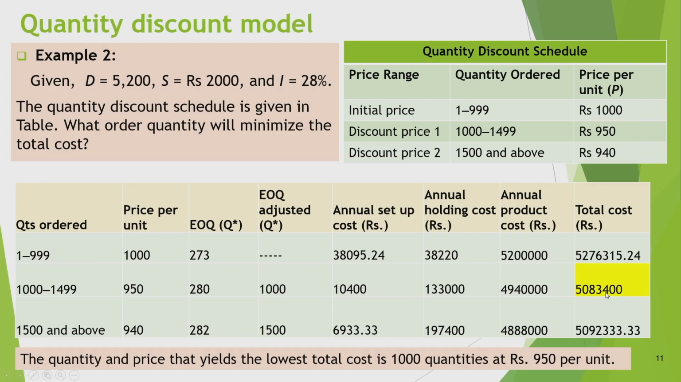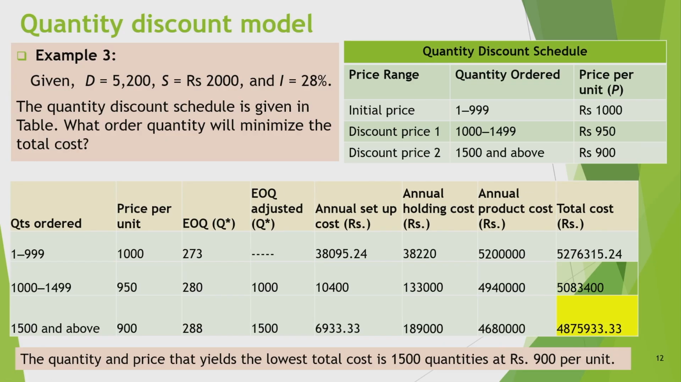50,83,400. And if I order 1500 and above, then because the economic order quantity is 282 but EOQ adjusted is 1500, the total price comes out to be 50,92,000 something. So the quantity and price that yields the lowest total cost is again 1000 quantities at rupees 950 per unit.